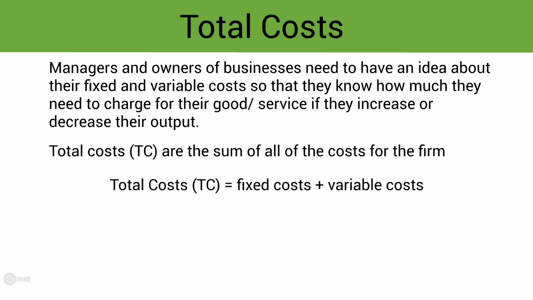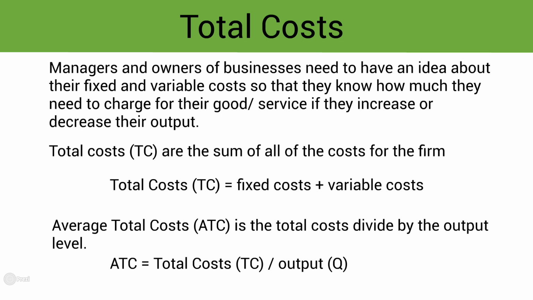Total costs are the sum of all the costs for the firm. They are worked out by adding the total fixed cost to the total variable cost. Average total cost is the total cost divided by the output level. So we do total cost divided by output.